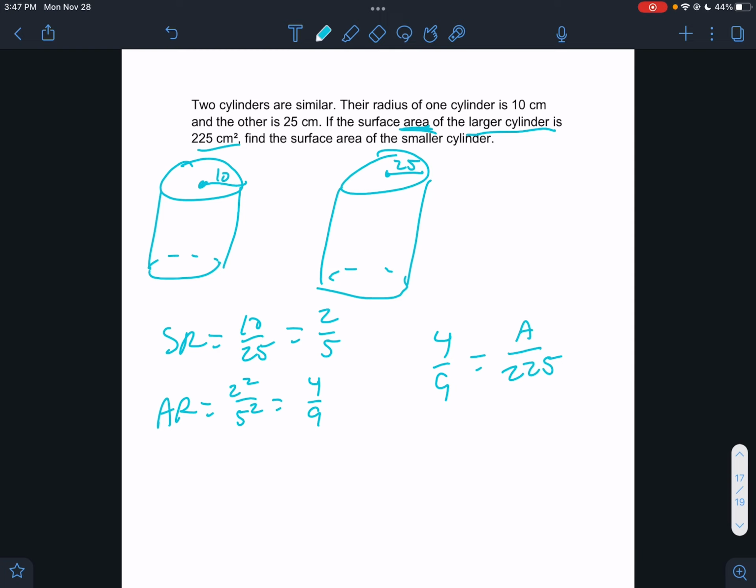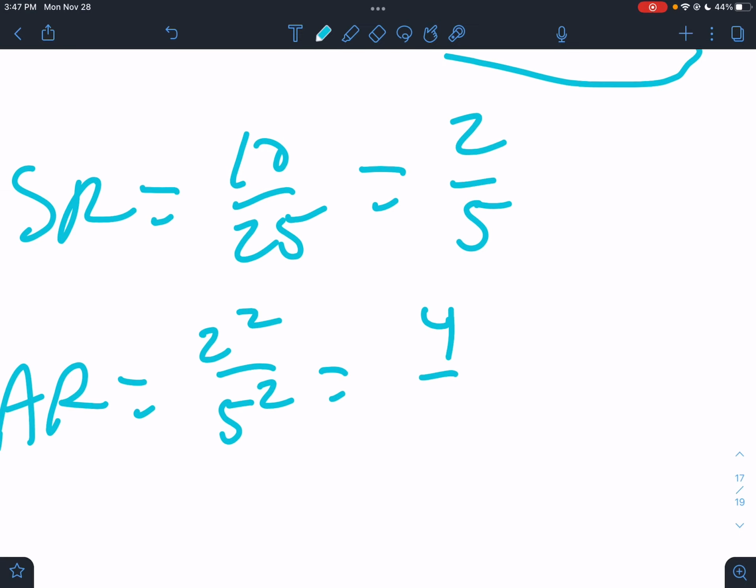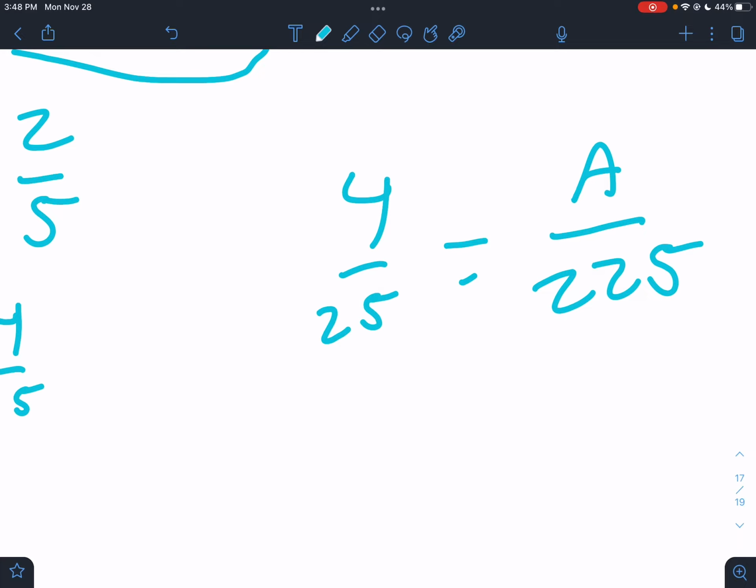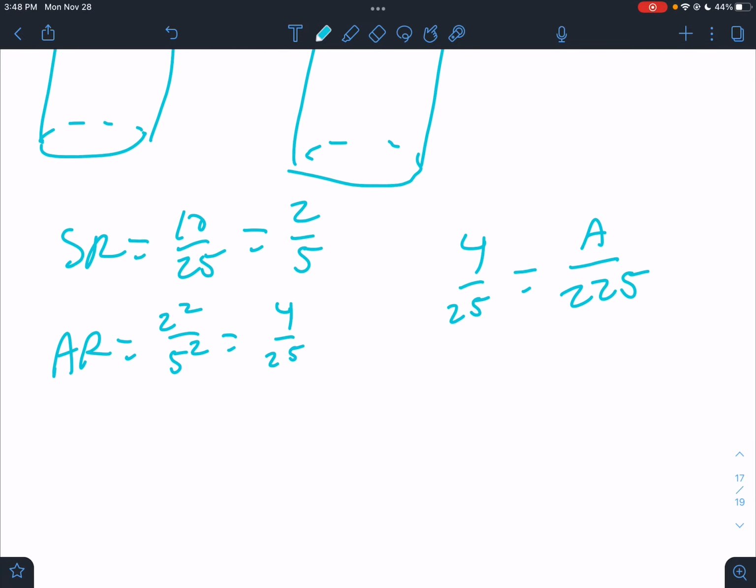What did I do? Nope. Guys, that's pretty embarrassing. It's not 4 over 9. What does it equal? 2 squared is 4. 5 squared is 25. Why did I say 9? There we go. I was like, I did this problem earlier. I know that's not it. Got it. All right, we reduce horizontally. That's 1. I was jumping ahead. There's the 9. 1/9. So the area of the smaller one would be 36.